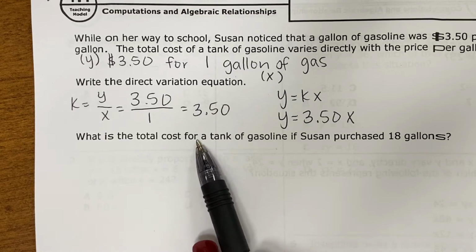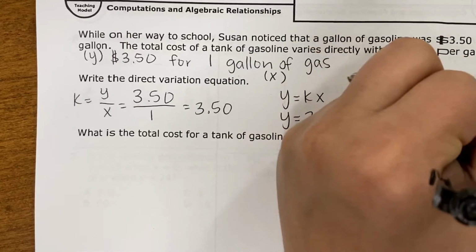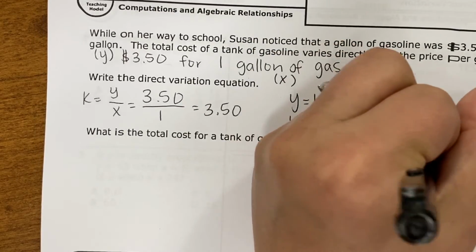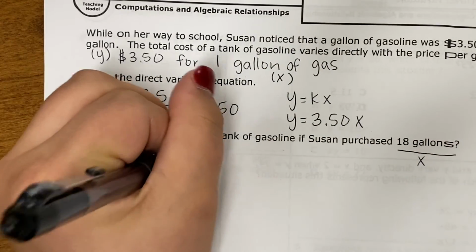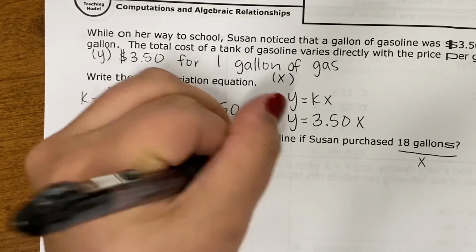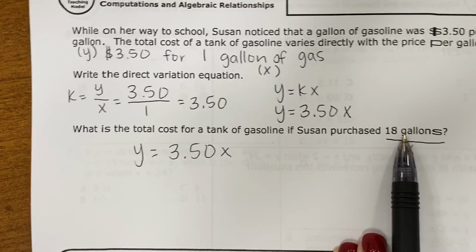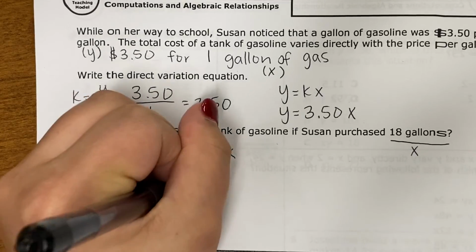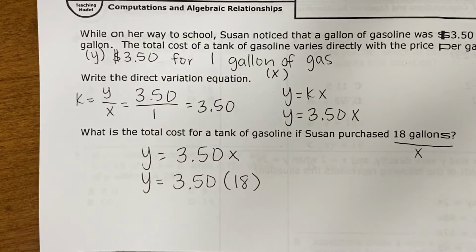What is the total cost for a tank of gasoline if Susan purchased 18 gallons? So since it's gallons, 18 gallons of gas, this is going to be my x value. So I can still use this equation, but instead of x, now I'm going to plug in my new x value, 18. So I'm going to have y equals $3.50 times 18.